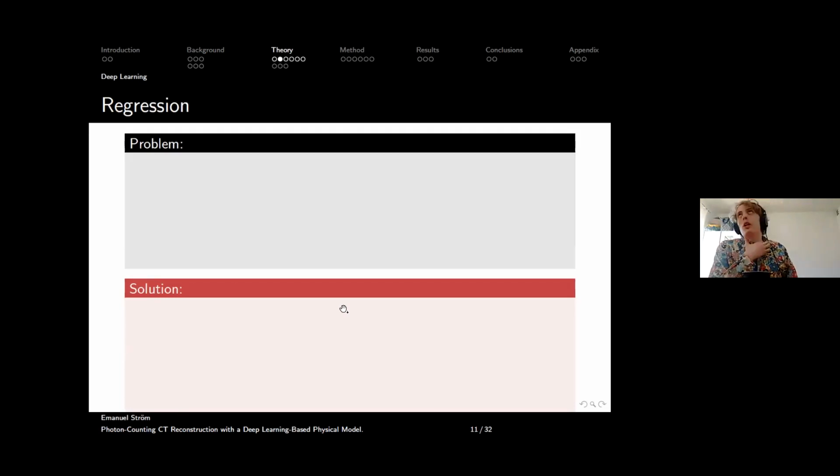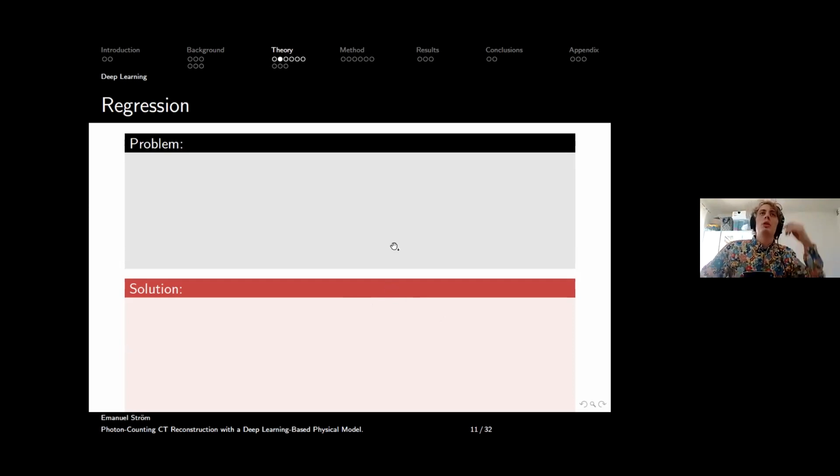Okay, so we start with deep learning, and my idea was that there are probably going to be some people in the audience who don't know what deep learning is. So I'm going to try to explain this, and I assume that most of you have heard about regression before, that you've done linear regression.